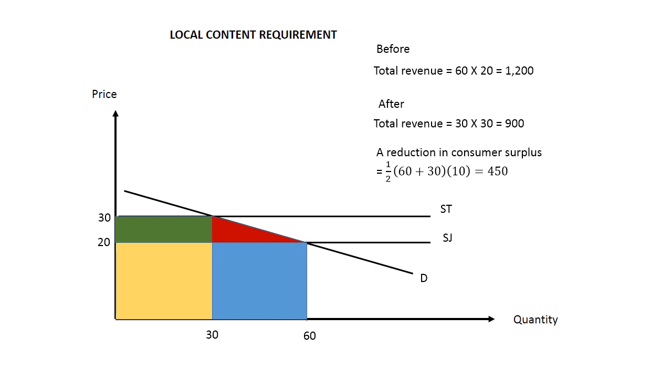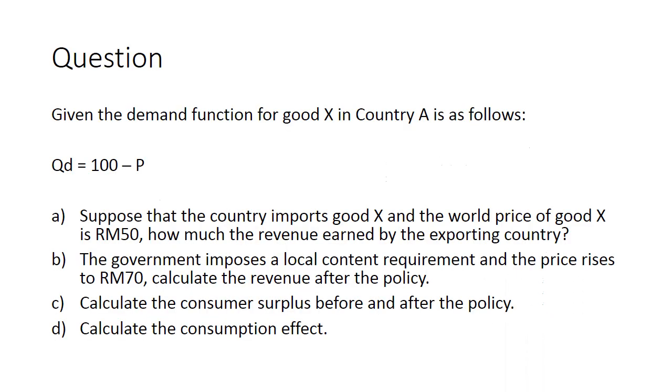Now we are going to move to the question. Given the demand function for good X in country A as follows: QD is equal to 100 minus P. Question A: suppose that the country imports good X and the world price of good X is RM50. How much is the revenue earned by the exporting country? Question B: the government imposes a local content requirement and the price rises to RM70. Calculate the revenue after the policy. Question C: calculate the consumer surplus before and after the policy. Question D: calculate the consumption effects. In the following video we are going to discuss the answers. Thank you.